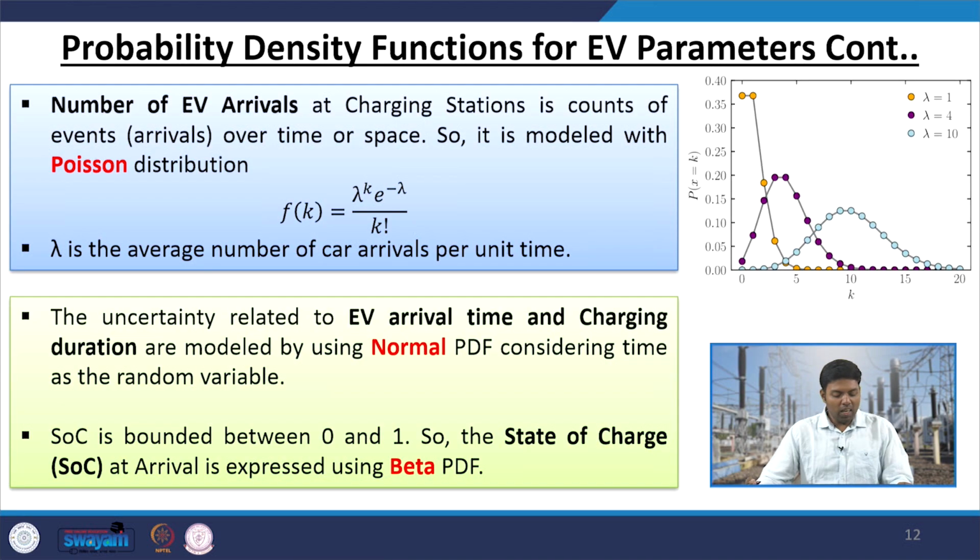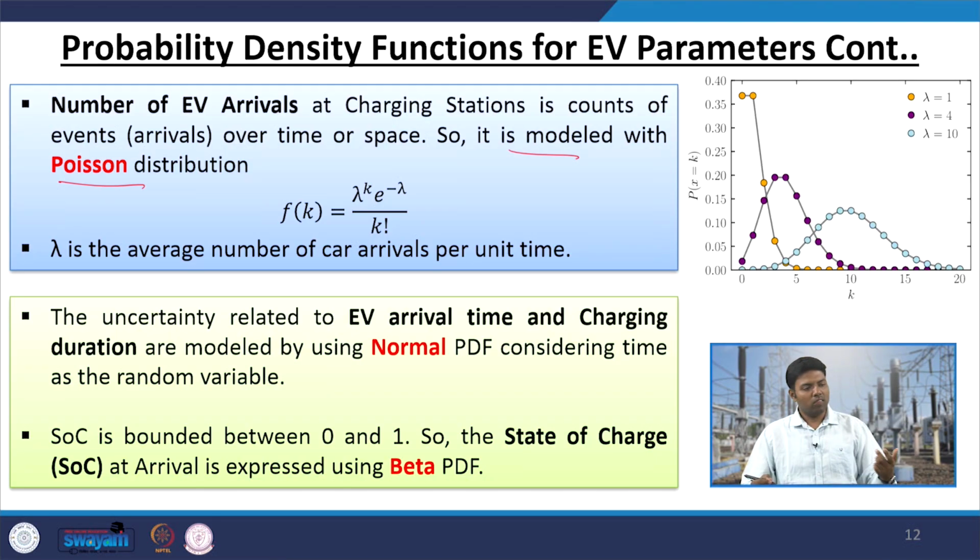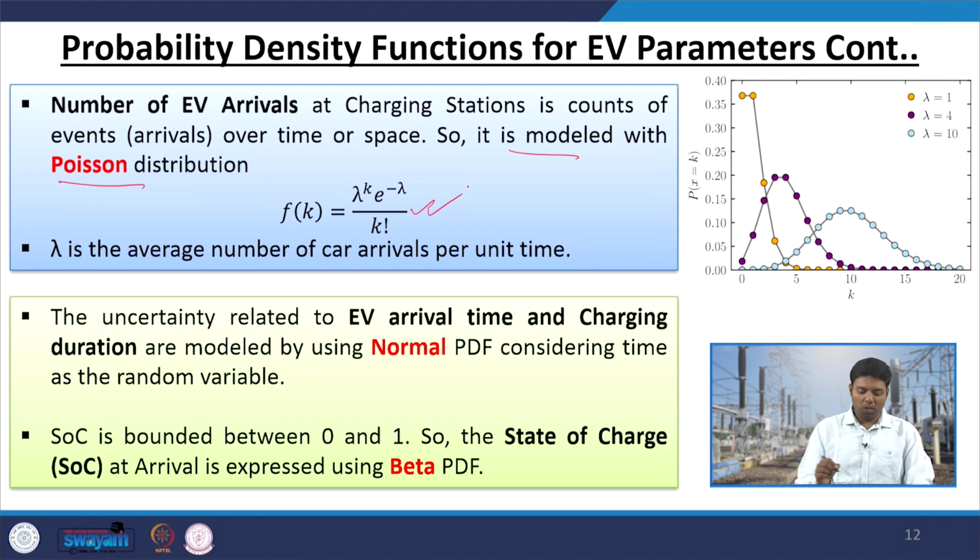Okay. Then the number of electric vehicles arriving at a charging station is generally modeled with the help of the Poisson distribution, because you have to count. So, that counting is uncertain. If you take that counting as uncertain, you can model it as a Poisson distribution. Okay. So, this is your Poisson distribution curve, where lambda is the average number of car arrivals per unit time.